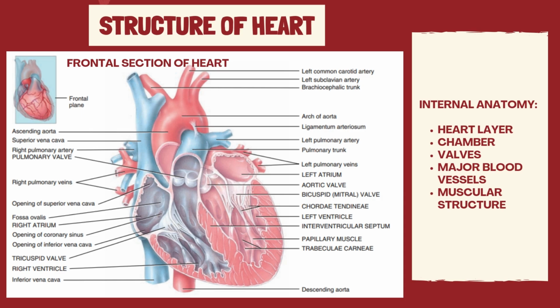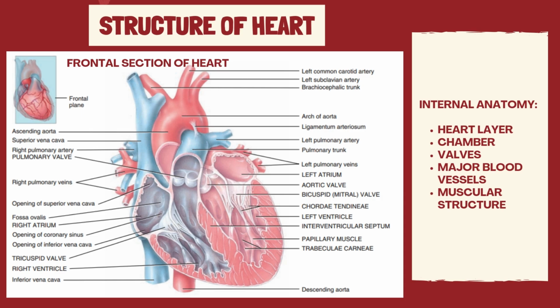Major blood vessels include the superior and inferior vena cava, which return deoxygenated blood to the right atrium, the pulmonary veins, which bring oxygen-rich blood from the lungs, and the aorta, which distributes oxygenated blood to the body. Within the ventricle, the papillary muscles and chordae tendineae stabilize the valves during contraction, preventing backflow. The trabeculae carneae, ridges along the ventricular walls, enhance blood flow by reducing suction.